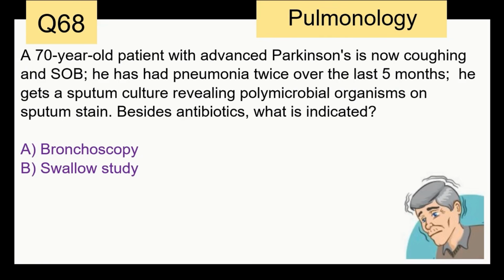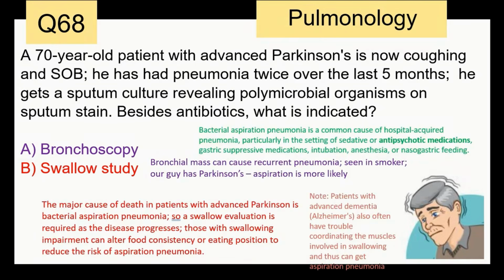Question 68. A 70-year-old patient with advanced Parkinson's is now coughing and has shortness of breath. He has had pneumonia twice over the last 5 months. He gets a sputum culture revealing polymicrobial organisms on sputum stain. Besides antibiotics, what is indicated? And the answer is a swallow study. And that's because a major cause of death in patients with advanced Parkinson's is bacterial aspiration pneumonia.